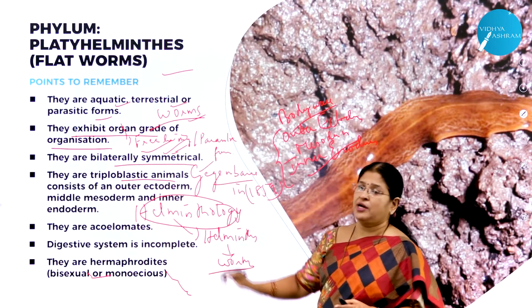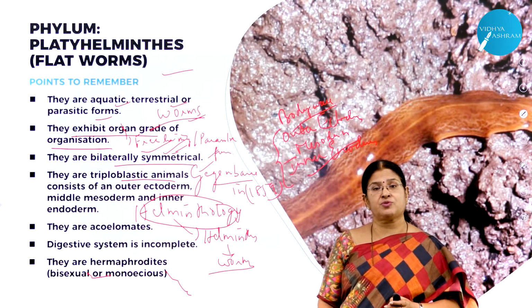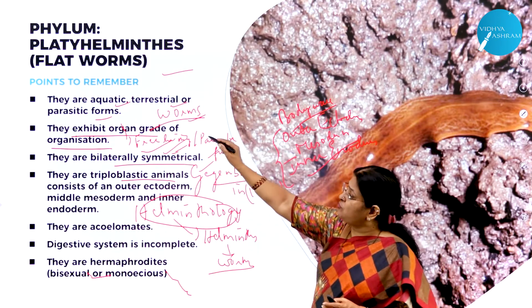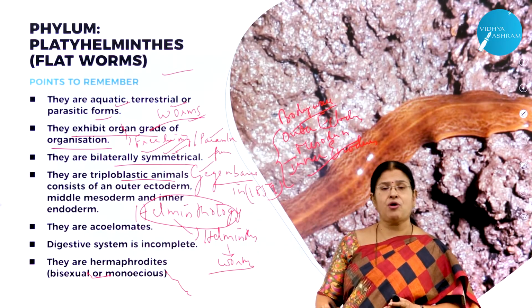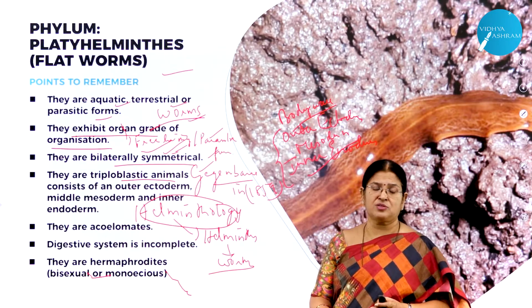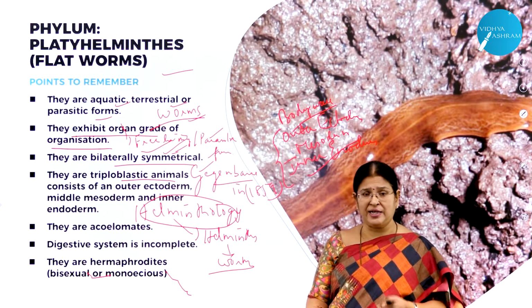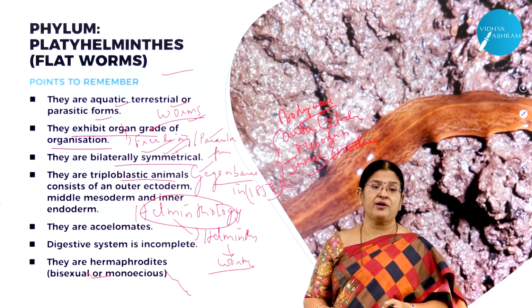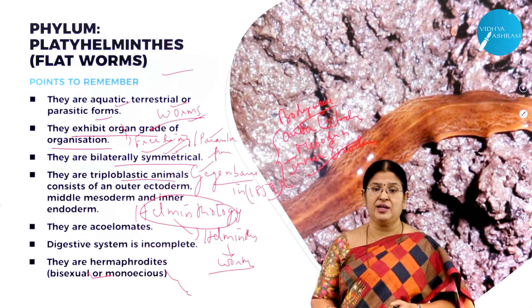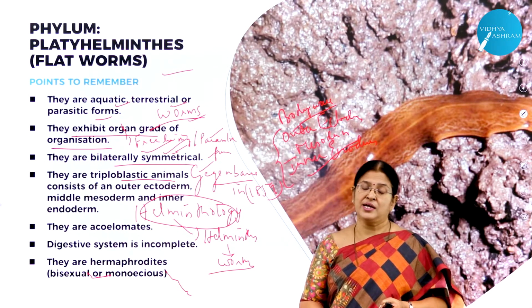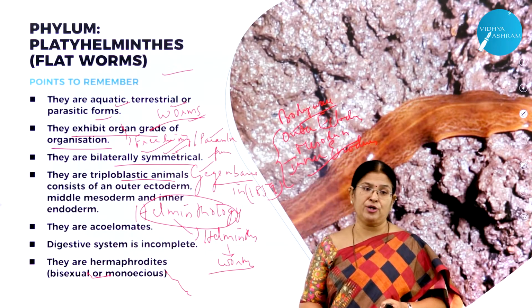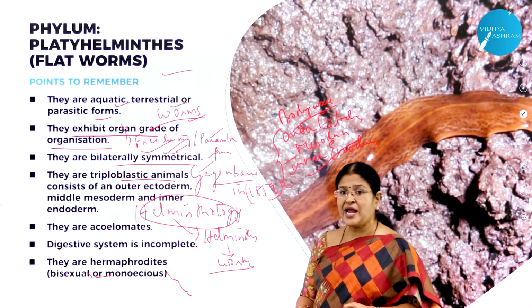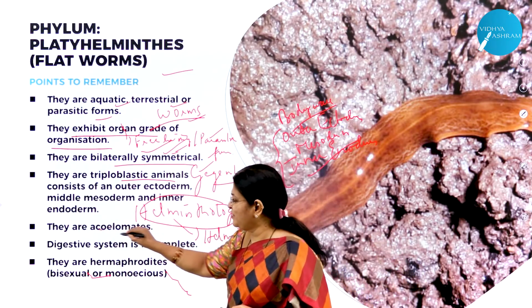Symmetry was also one of the very important bases, and even levels of body organization. All these were very important bases for classification of animals. Based on that, the animals are classified. Here you can see they exhibit organ grade of body organization. They are bilaterally symmetrical. They are triploblastic animals, consisting of outer ectoderm, inner endoderm, and middle mesoderm. And they are acoelomate animals.